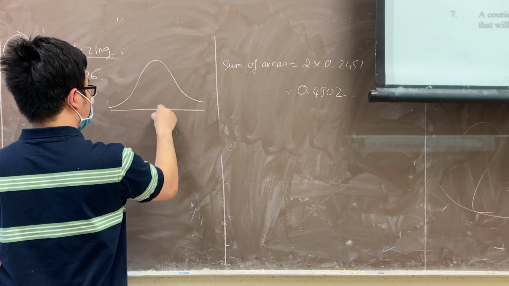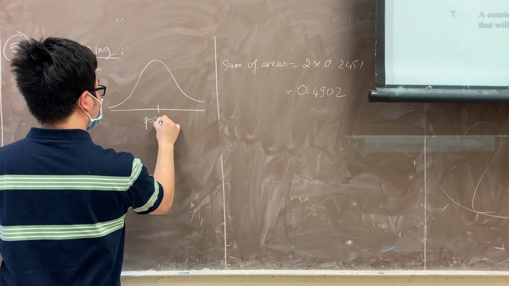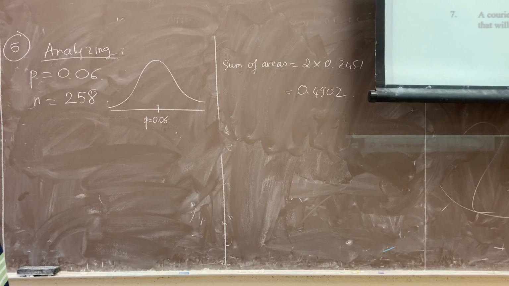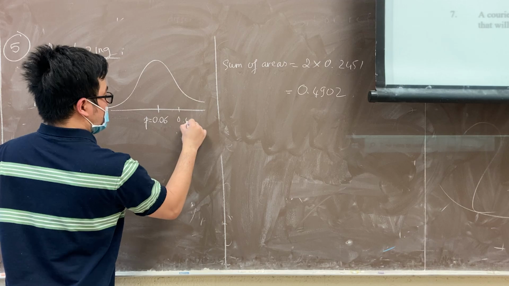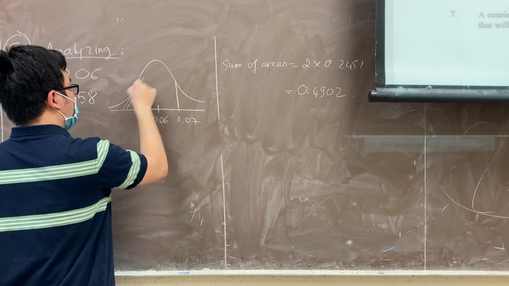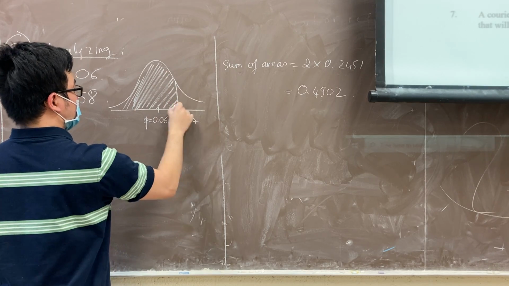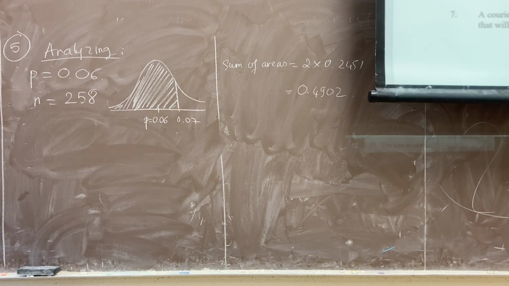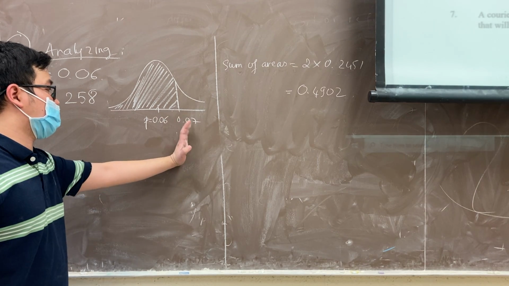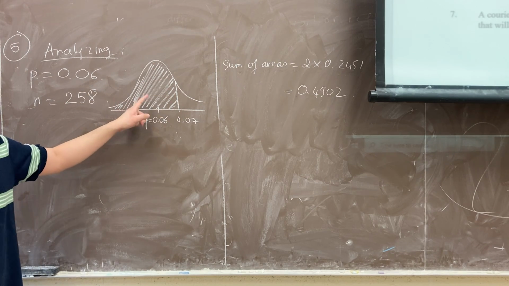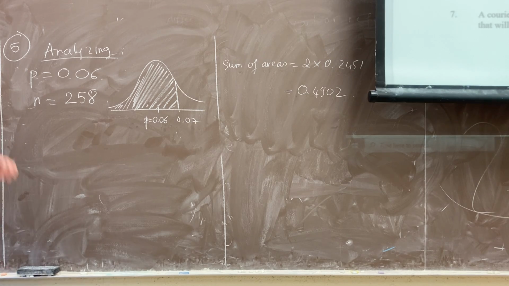And we draw a picture for this. P here is 0.06. And they ask you to find the probability that the sample proportion will be less than 0.07. So they ask you to find the area of this region. Because they want to find the probability that the sample proportion is less than 0.07, that means they ask you to find the area of these regions. How to do this?